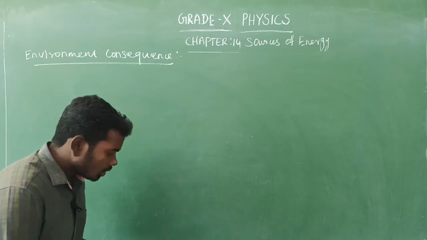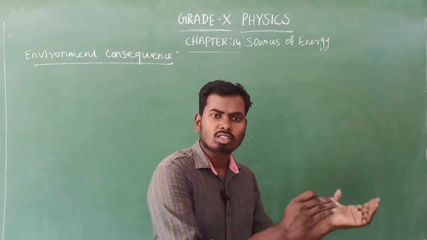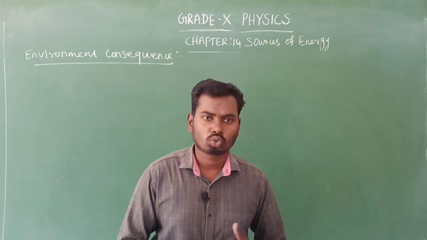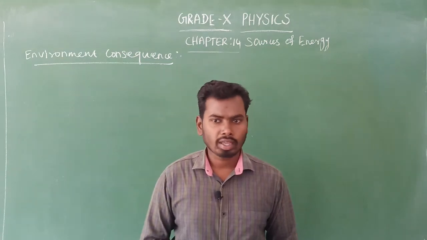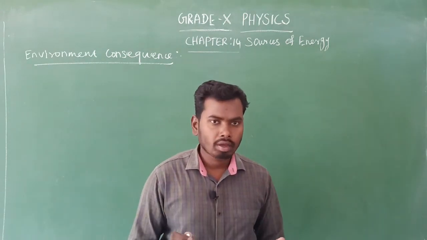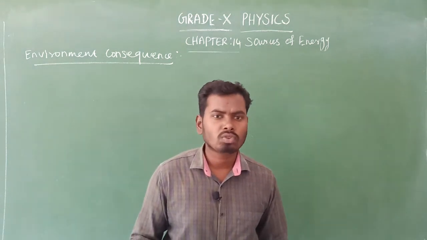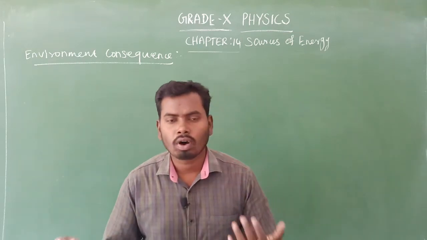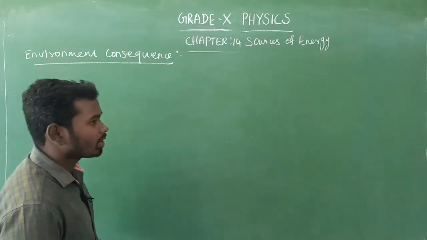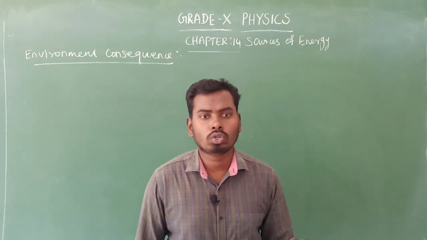See, we have been generating lots of energy from lots of sources. For example, we have been generating electric energy, solar energy, and so many energies. Do you think all kinds of energy will be good for our environment? Of course not. A few energies are good for us and a few energies are bad for our environment. That is called the environmental consequence. Not all sources are good for our environment.